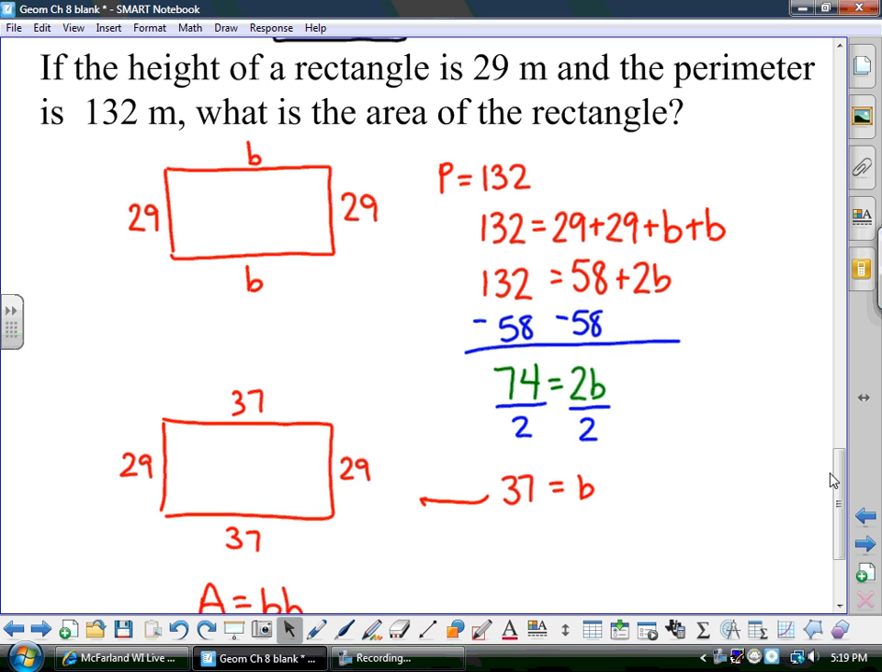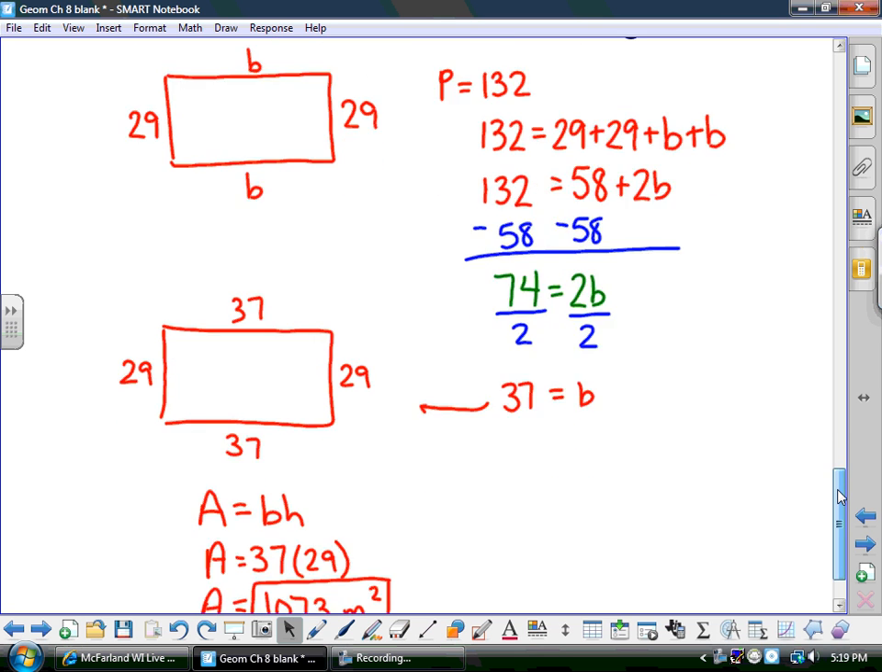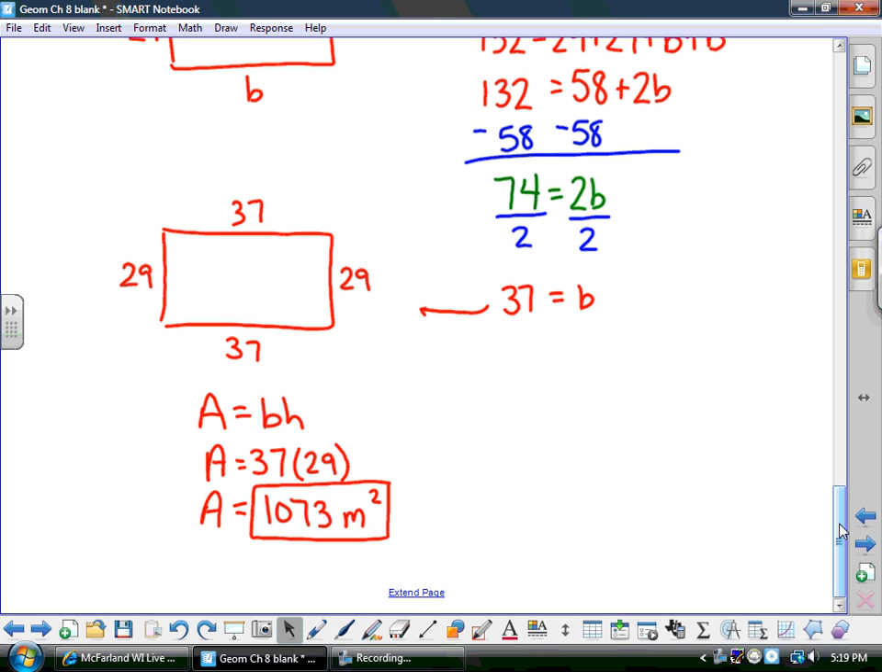Now that I know the base is 37, I can plug it into my area formula and figure out that the area of that shape must be 1073 meters squared. The units are meters squared because we're talking about an area.